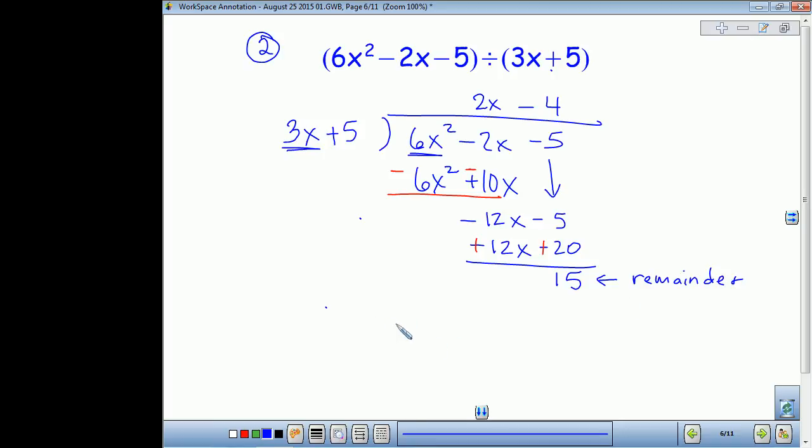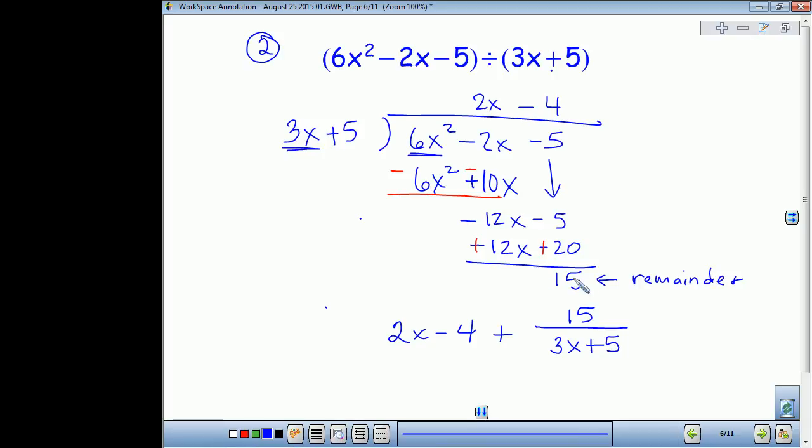Okay, so my answer this time is going to be the 2x minus 4. And then the remainder gets written over the divisor, just like it did when we did division of 2 and 3 digit numbers. If it was negative, it's a minus.